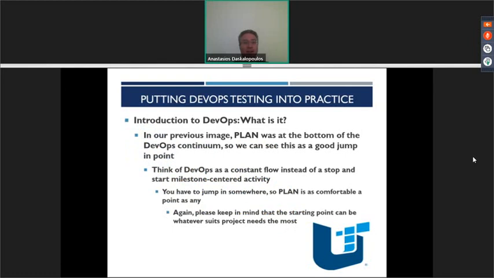In our previous image, plan was at the bottom, and we can see that we've seen this as a good jumping point. And again, I want to reiterate that DevOps is a constant flow instead of a stop and start milestone-centered activity. You have to jump in anywhere, so plan is as comfortable a point as any. And keep in mind that you don't have to even begin with plan. You can make a starting point wherever may suit the project at that particular time. In other words, start wherever the project can get the most benefit.